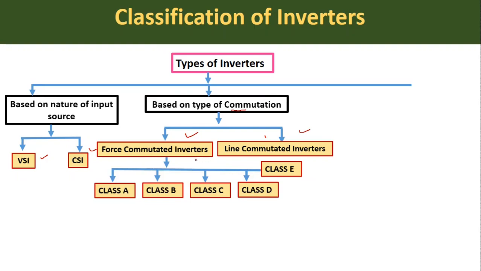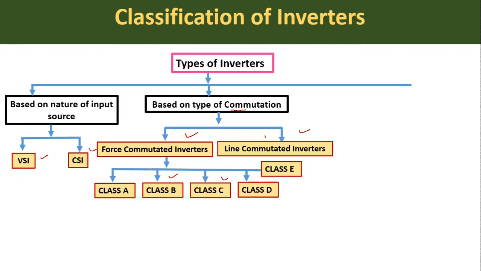The force commutated inverters are again classified into 5 types, that is class A, class B, class C, class D and class E. In the class A commutated inverters, self commutation by resonating the load is used, whereas in the class B commutated inverters, self commutation by an LC circuit is used.